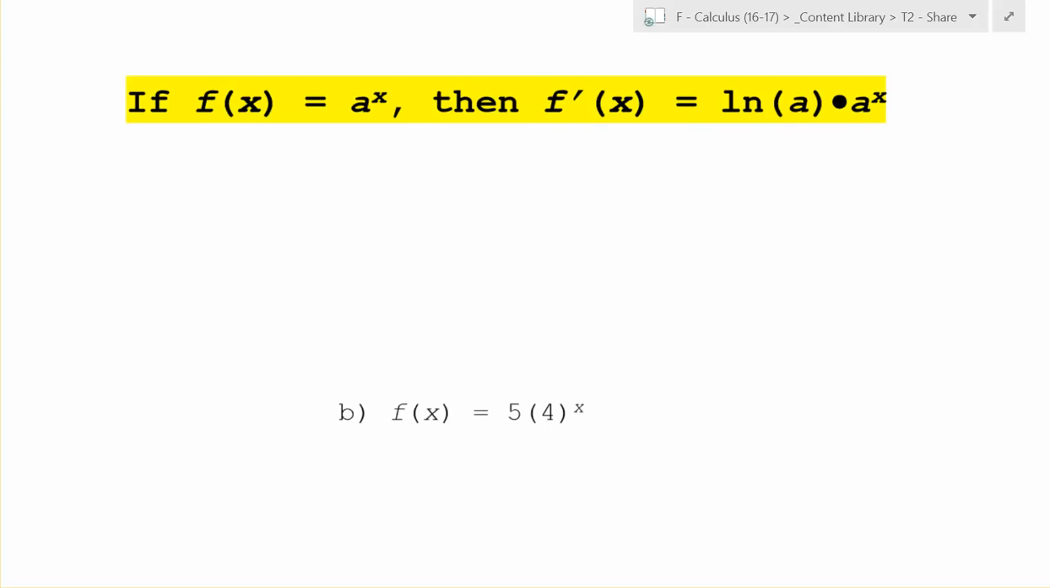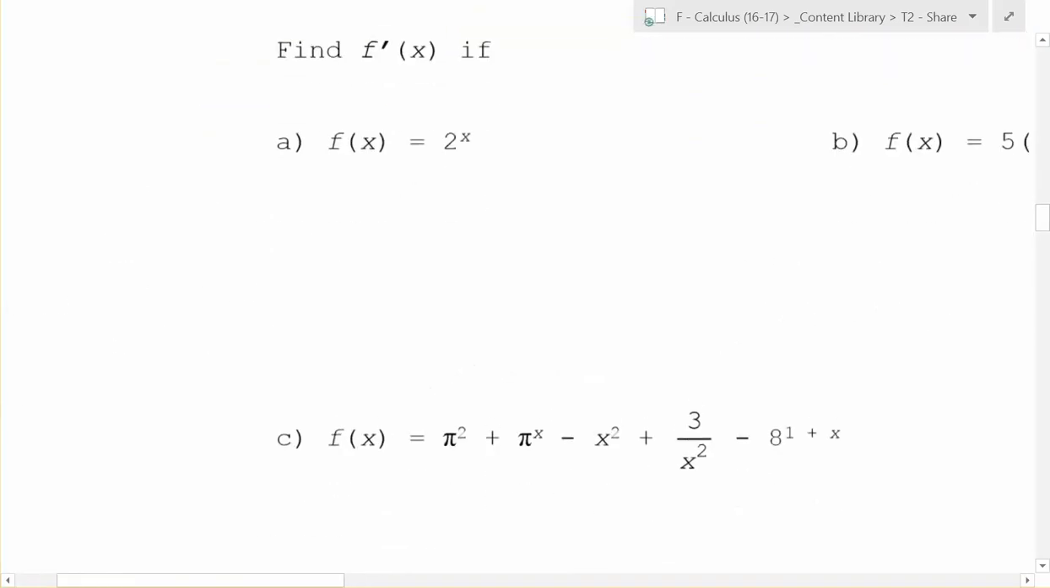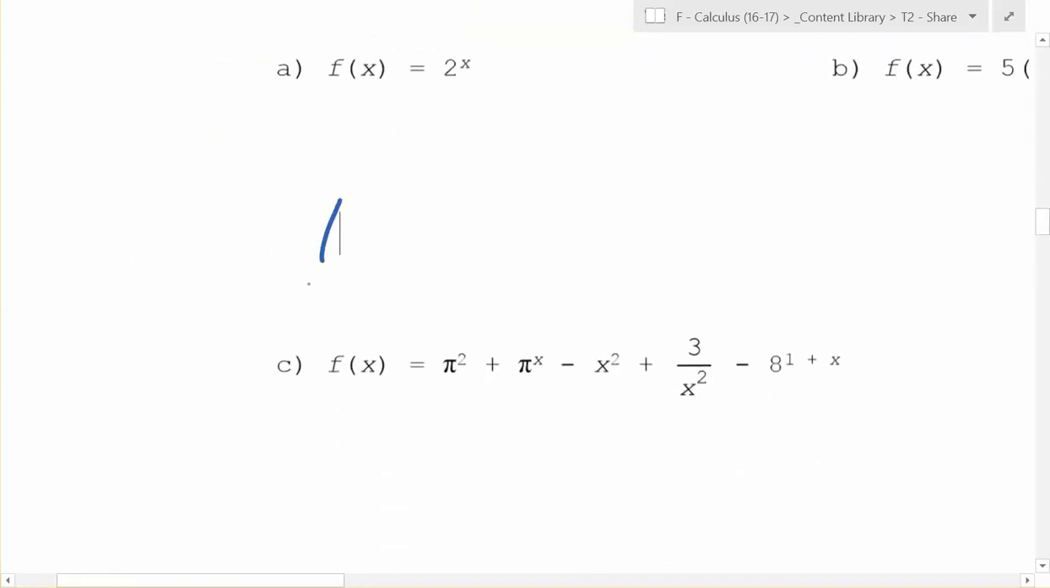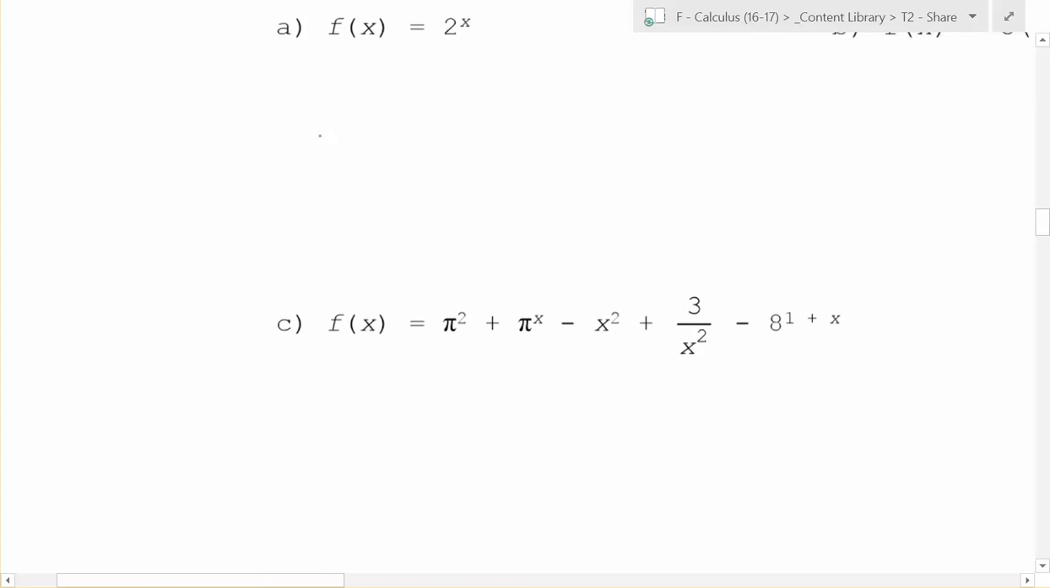So what's the derivative of e to the x? Itself. That's one of the coolest things about that function. The derivative of e to the x is itself. I am giving you this. It's really straightforward. The derivative of a to the x is ln a times a to the x. So what is f prime going to be on this one, Lindsay? What is the derivative of 2 to the x?